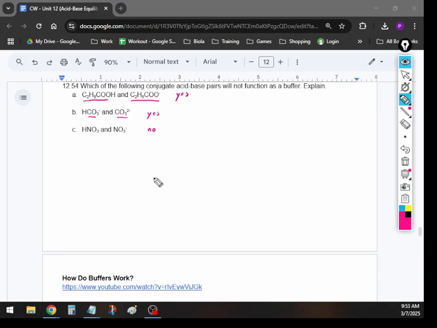Does anyone want to take a shot at why it's no? Exactly. This is because HNO3 is a strong acid. So again, this is why you want to memorize your strong acids. Because you want a weak acid. If you have NO3 floating around the solution and you add an acid, it's not going to reform HNO3 because it's a strong acid. So that's the reason why. No, because HNO3 is a strong acid.